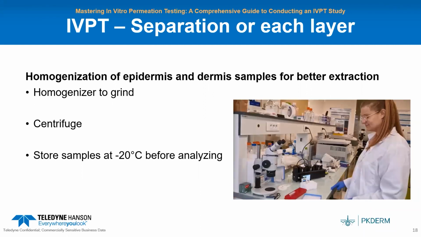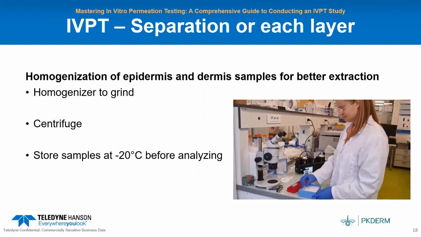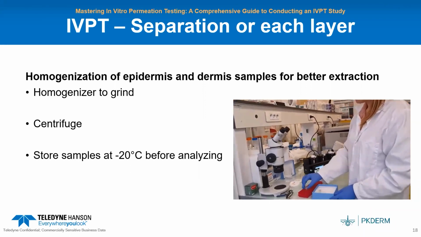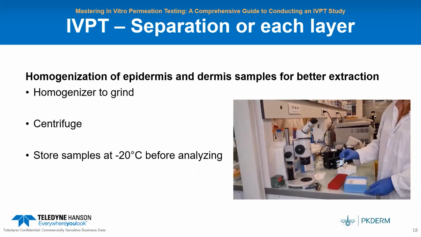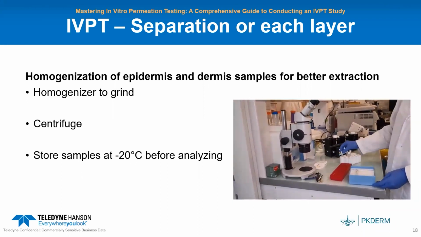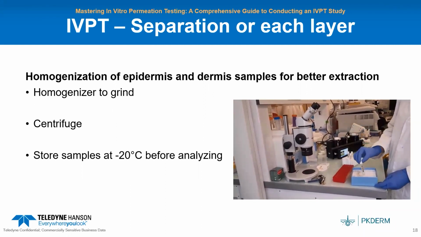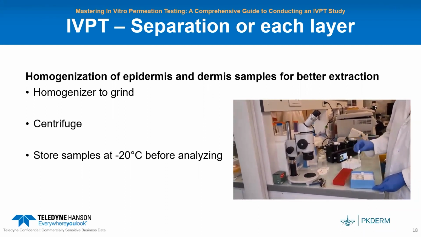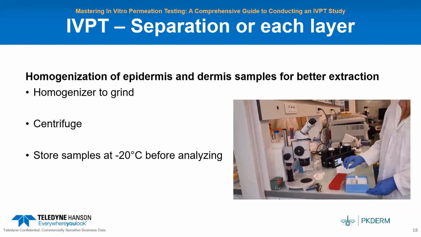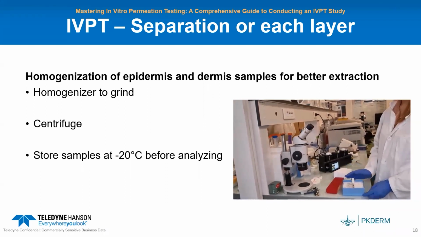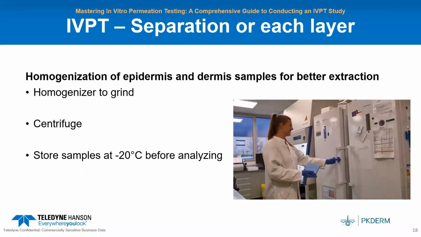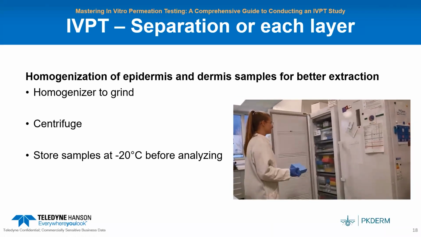So at the end of the experiment, we get several samples: samples corresponding to the receptor liquid, samples from the stratum corneum, from the epidermis, and the dermis. The samples are stored at minus 20 degrees Celsius before being analyzed.